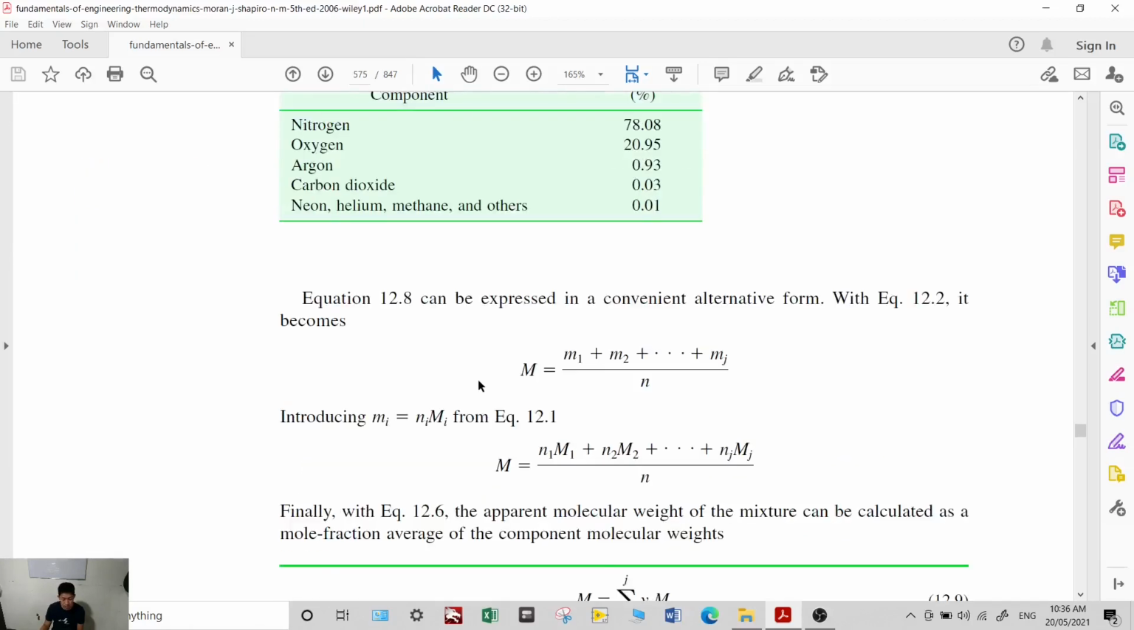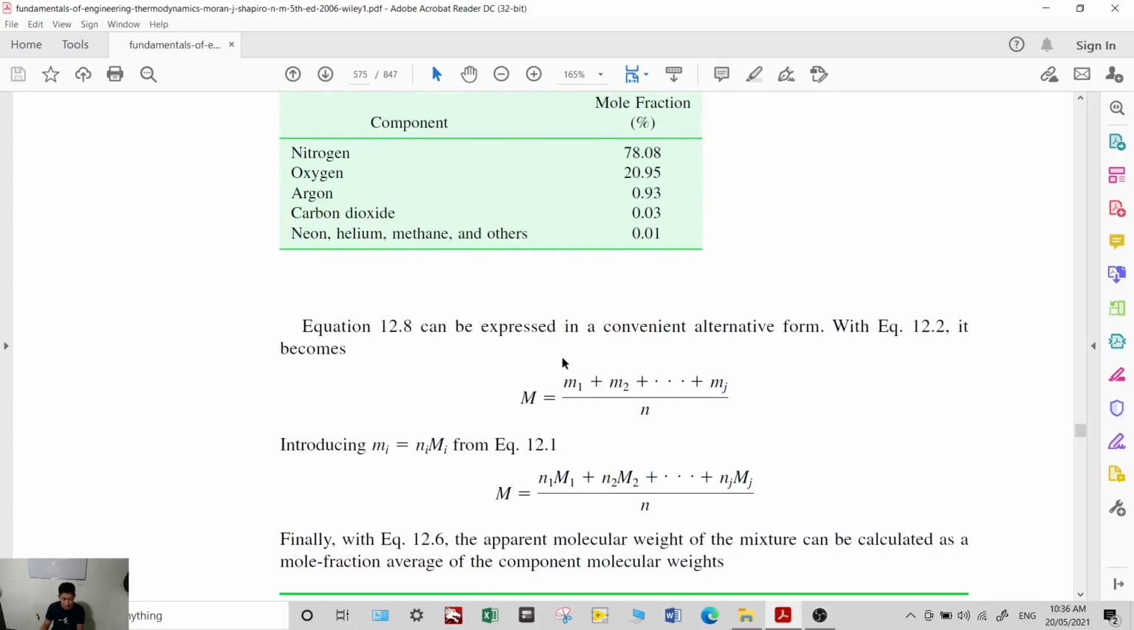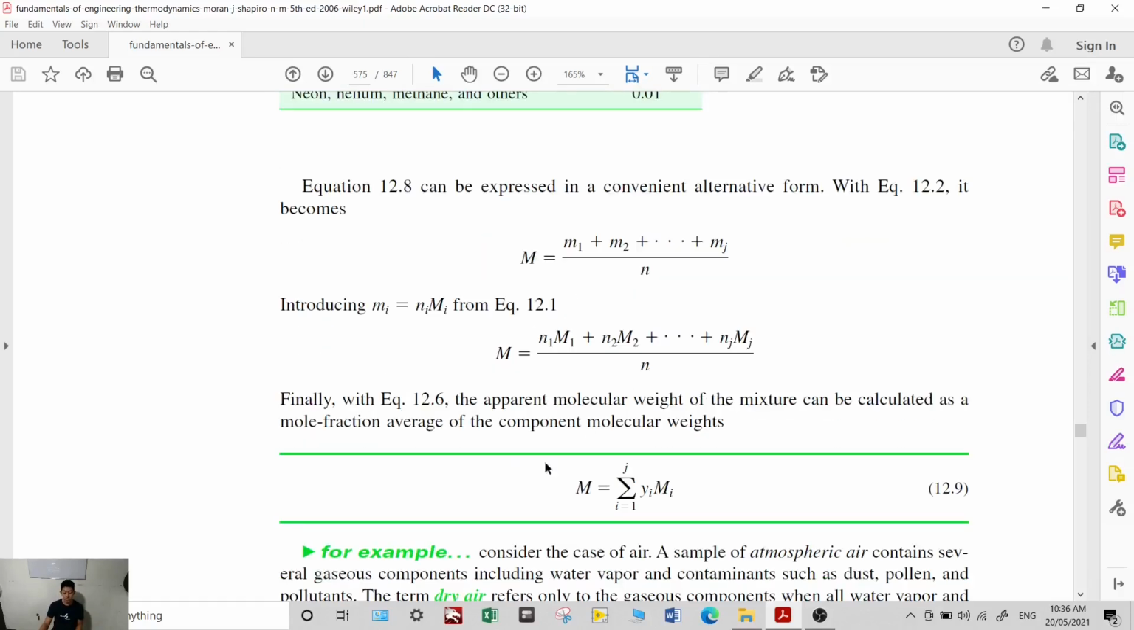So if you want to get the molecular weight of a certain mixture, you can use this equation, no? You sum up all the masses and then divide by the number of moles. Or the mass is just equal to N times the molecular weight. So N divided by the total N is the mole fraction. So the total molecular weight of a certain mixture is just the summation of the mole fraction times the molecular weight of the components.